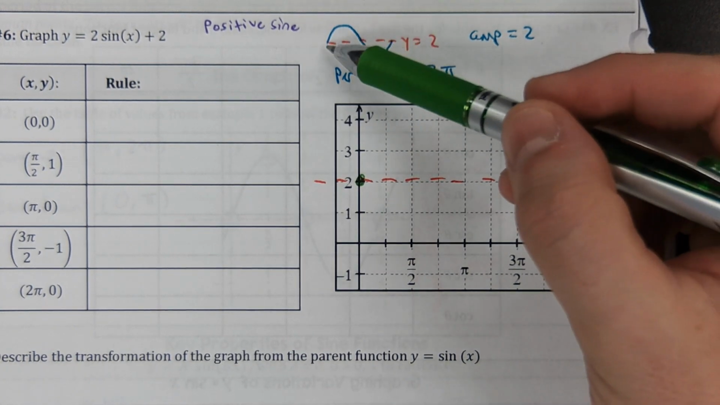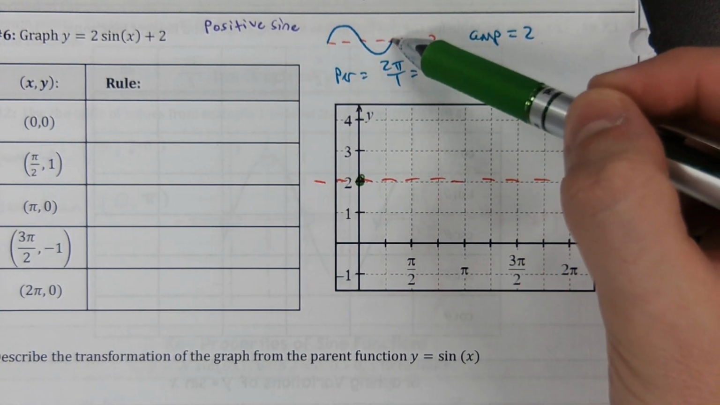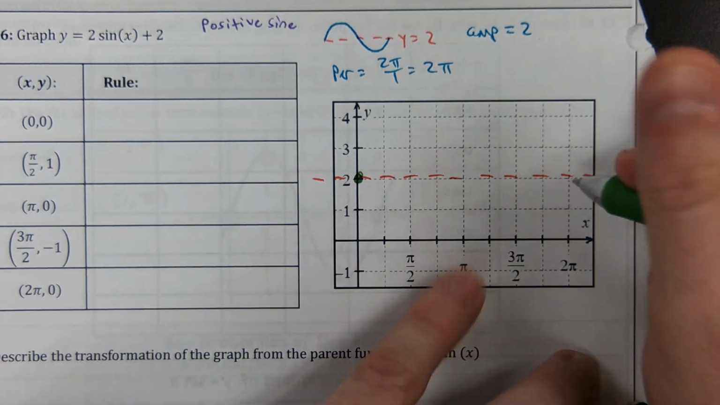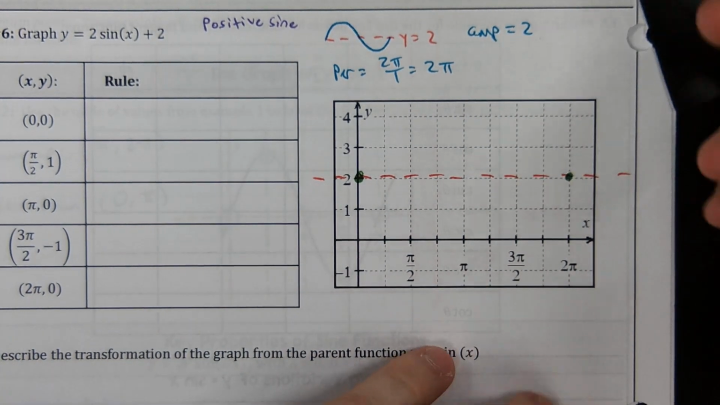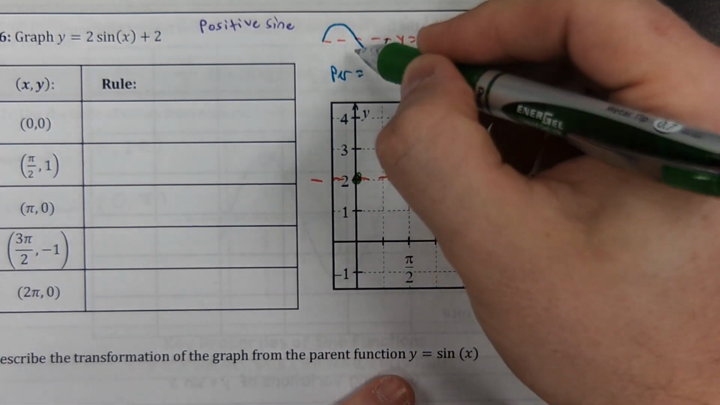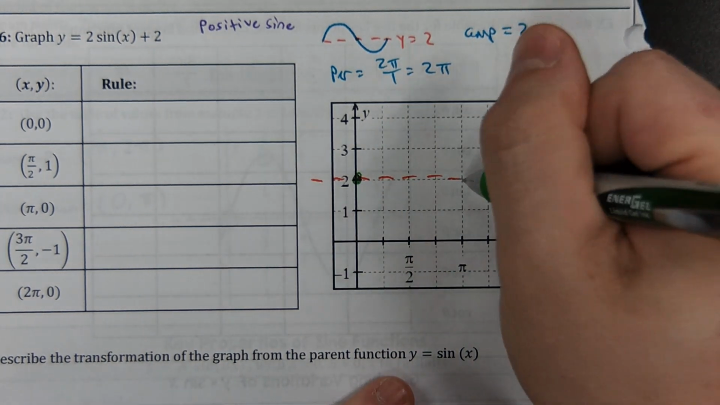I know I'm going to end on the midline at the end of my period length. So at 2 pi, I'll be there again. Halfway between the beginning and the middle and the end, I'll be in the middle. I'll be on the midline again.